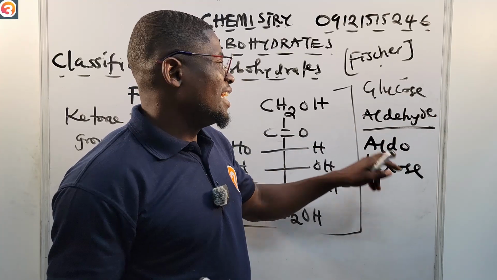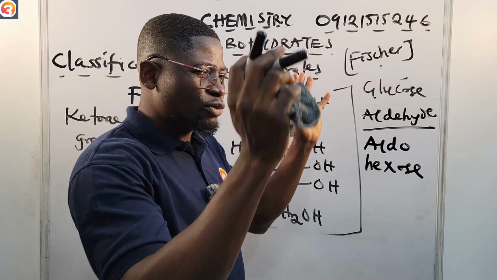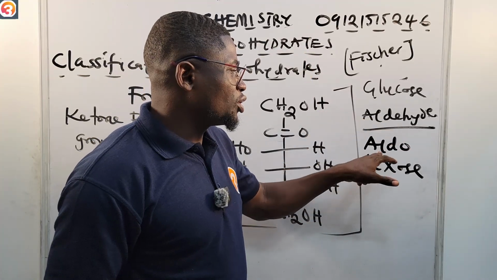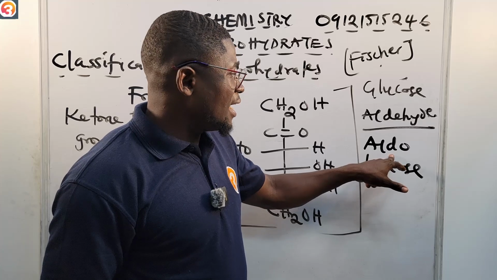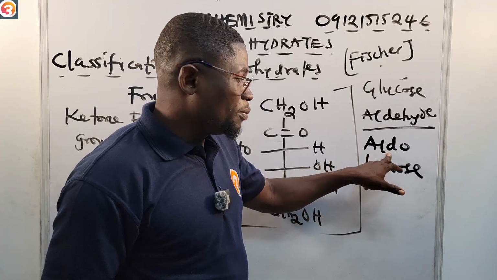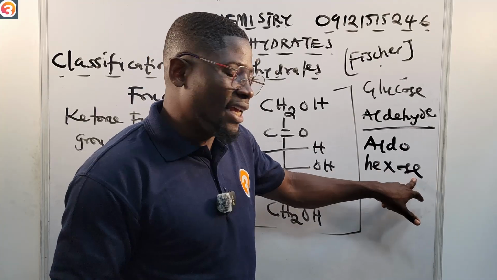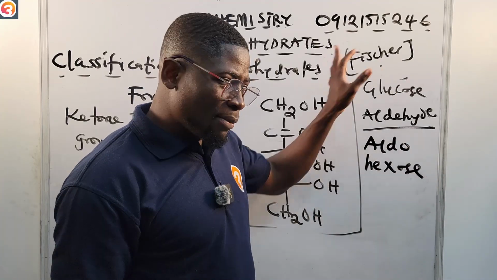sugar, what does it mean? It simply qualifies glucose for you by telling you that glucose has an aldehyde functional group, from this "ald." It has an aldehyde functional group, and it has 6 carbon atoms, and it is an "ose," a sugar. So let me go over that again.